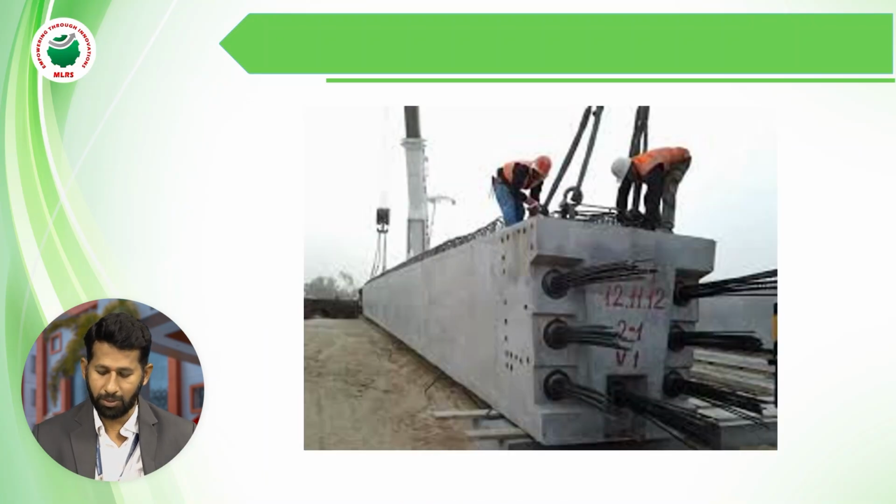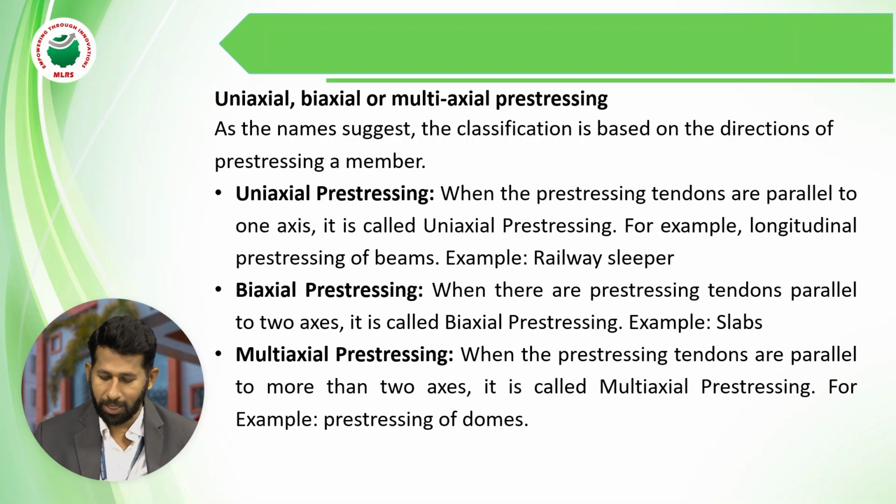See this figure also. This is one of the manufacturing units, metro pillars like that. So what is uniaxial, biaxial and multi-axial prestressing? As the name suggests, the classification is based on the direction of prestressing a member.